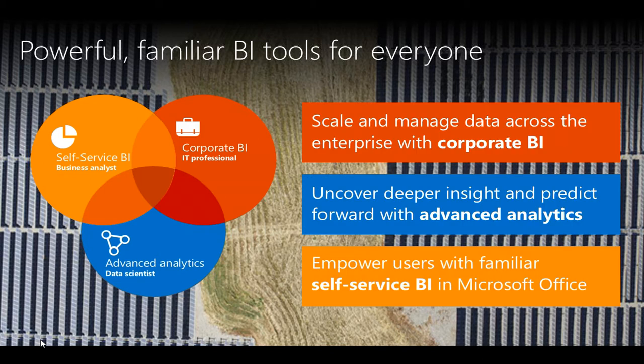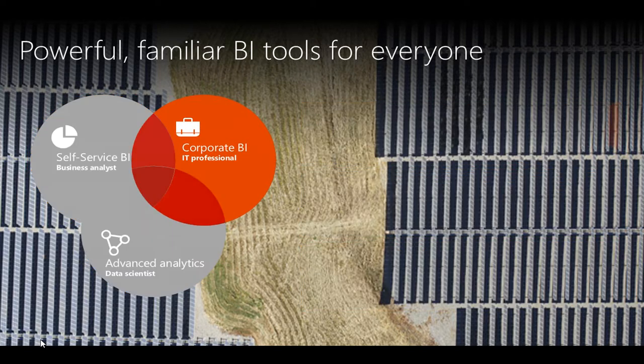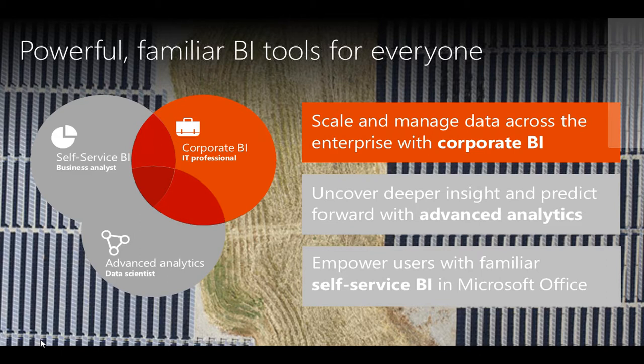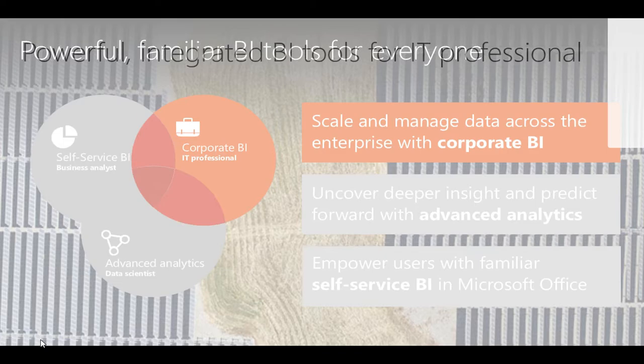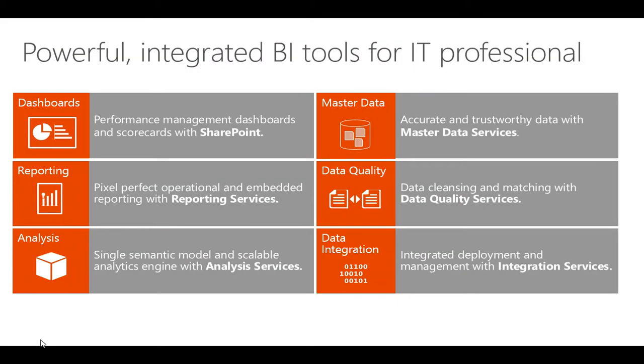Broadly speaking, you could categorize business intelligence into three broad areas, namely self-service BI, corporate BI, and advanced analytics. And as you can see from this slide, the lines are blurred between those three broad categorizations. If we look at corporate BI for a moment, which is really about scale and managing data access across the enterprise, what you'll see is a number of building blocks to a corporate BI strategy.